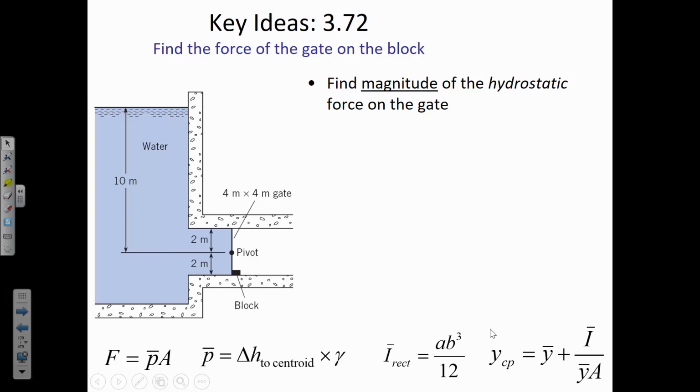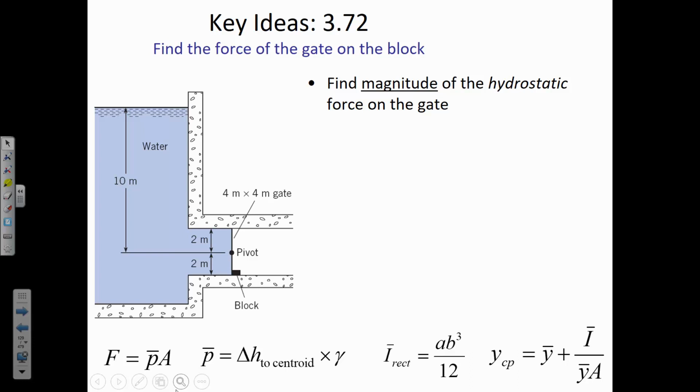So the steps here, the procedure you're going to need to follow. First of all, find the magnitude of the force. And so the magnitude of the force, just reviewing the formulas here, it's the pressure at the centroid. That's what P bar means. The pressure at the centroid, the center of area for the gate. And the way that you calculate that is it's the depth of the centroid multiplied by the unit weight. And here it looks like they've said the fluid is water. They didn't say what temperature, so we just use the standard unit weight of water.